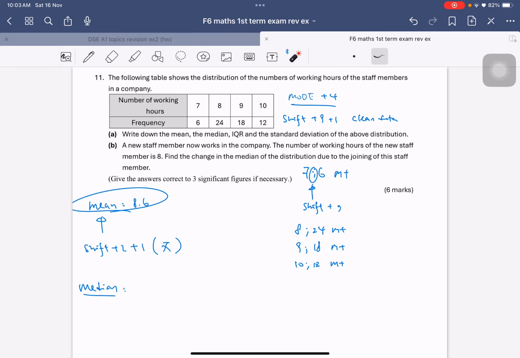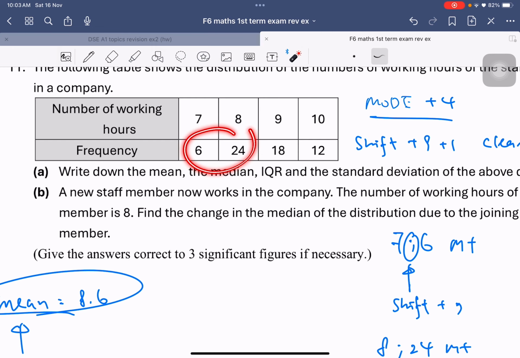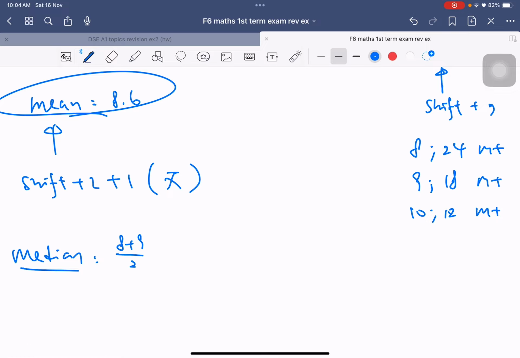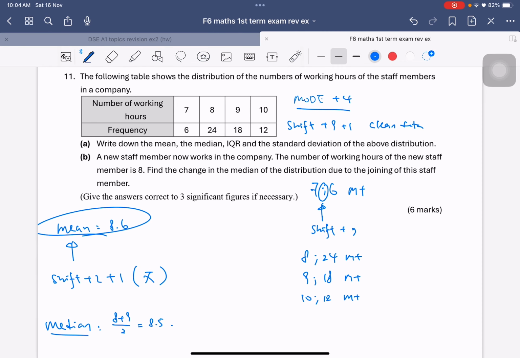And for the median, think about the median. There's a total of 30 plus 30, giving you 60 data. So the median should be the 30th and the 31st, added up and divided by 2. So the 30th is 8, the 31st is going to be 9. So adding up together and dividing by 2, the median should be 8 plus 9 divided by 2, giving you 8.5.